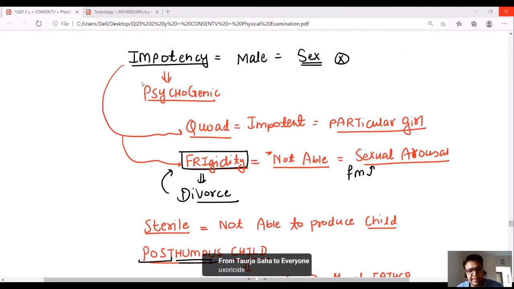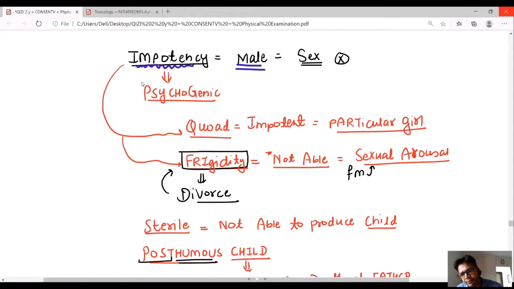Now, sir, we are coming to some definitions. Write down: impotence. What is the meaning of impotence? If a male is not able to perform sex, I'm an example of impotent. Dr. Saab, the most common cause of impotency is psychogenic, temporary fear. You are stressed, you are not able to perform sex.